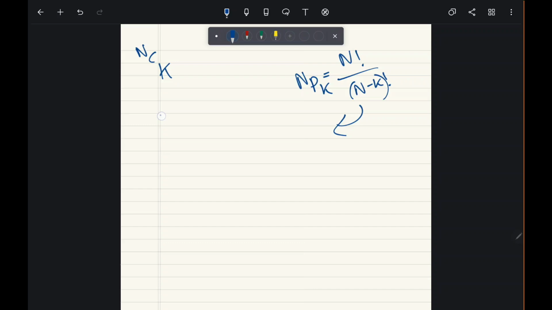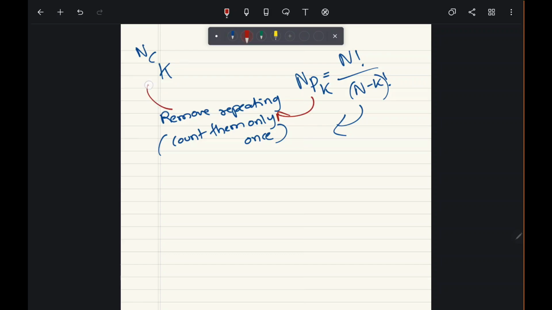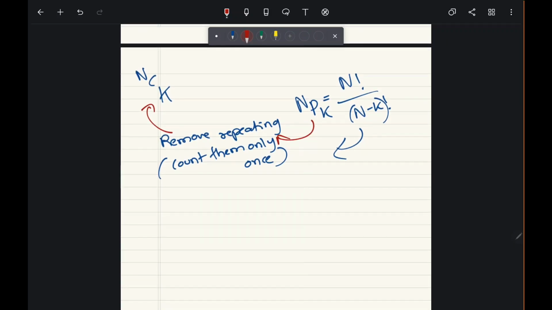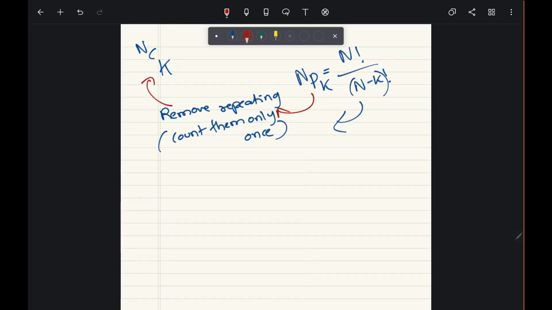So if you remove the repeating cases, or count them only once, you should get combinations. So from here, if you do this, you should get to this. And how do you do that? So how many times would one case repeat in permutations?